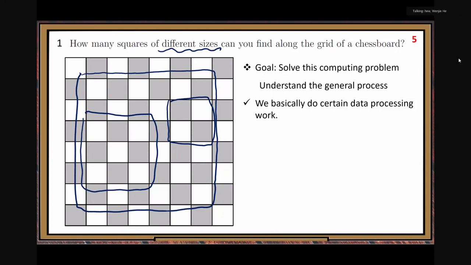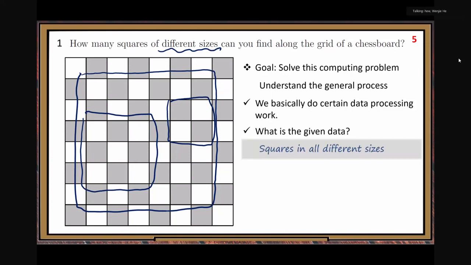Yes. Squares of all different sizes. That's the data. Okay? That's the data we need to do processing. Okay? All right. So what kind of processing? Counting. Do counting. Number of squares. All right. So then, after that, another question. How to identify all the squares? Okay? Can you find some rules to identify all the squares? Yeah. Find the rules.